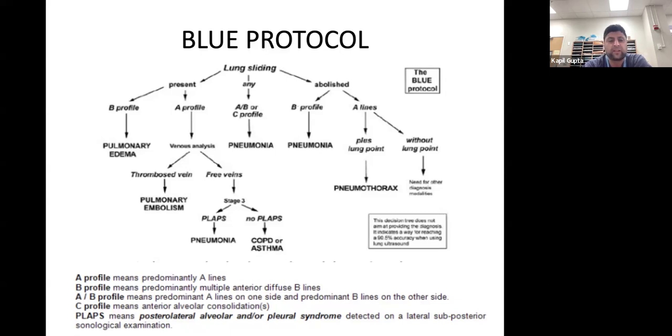So if there is presence of an A profile on one side of the lung and a B profile on the other side, or there is presence of a C profile, that's pneumonia. And if the lung sliding is absent and there is a B profile, then you have pneumonia. And if there are A lines plus lung point, it can be pneumothorax.